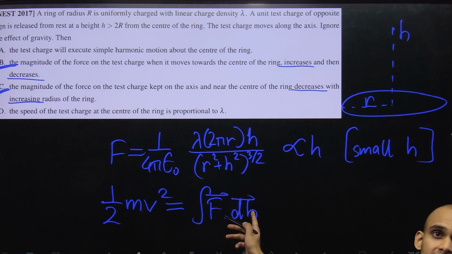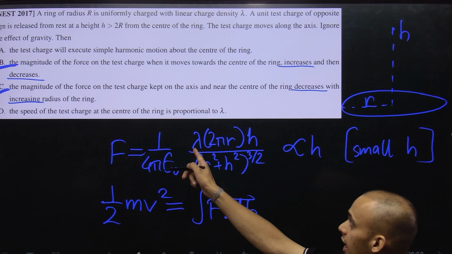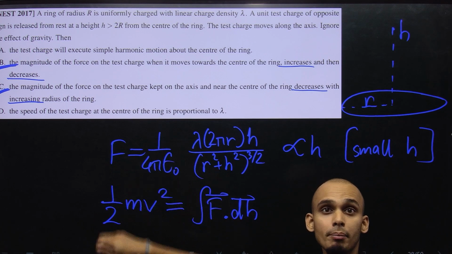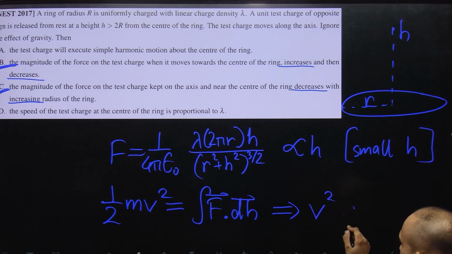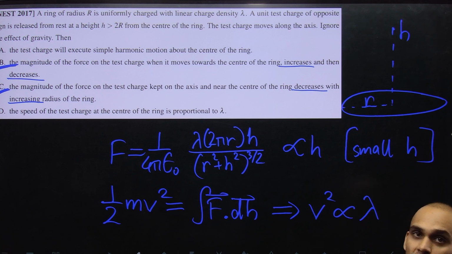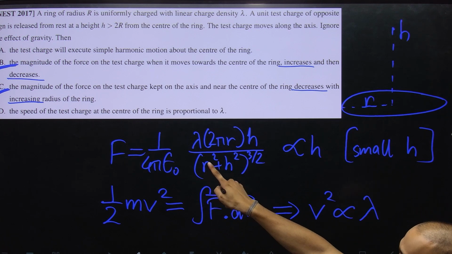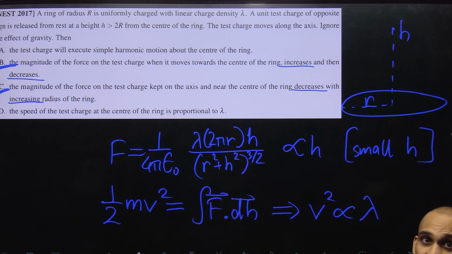Now if we integrate F with respect to dh, lambda is a constant, so it will come out. So v squared will actually be proportional to lambda and not v. Option D says velocity will be proportional to lambda, which is incorrect. v squared will be proportional to lambda, hence v will be proportional to the square root of lambda. Always check the maths, at least try to check the maths before picking an option. Let's go to the next question.